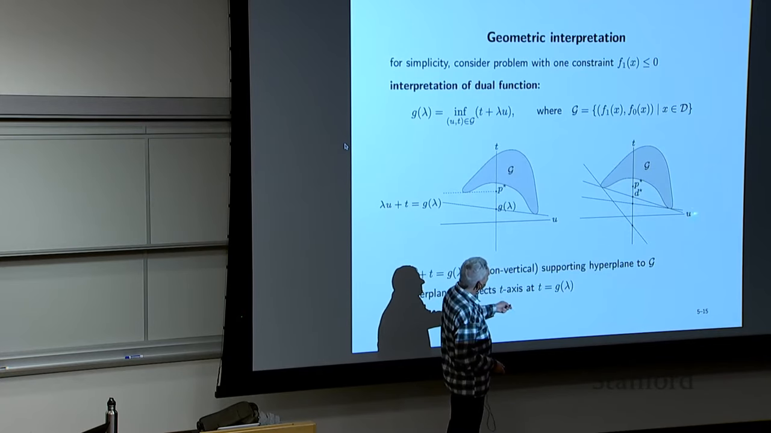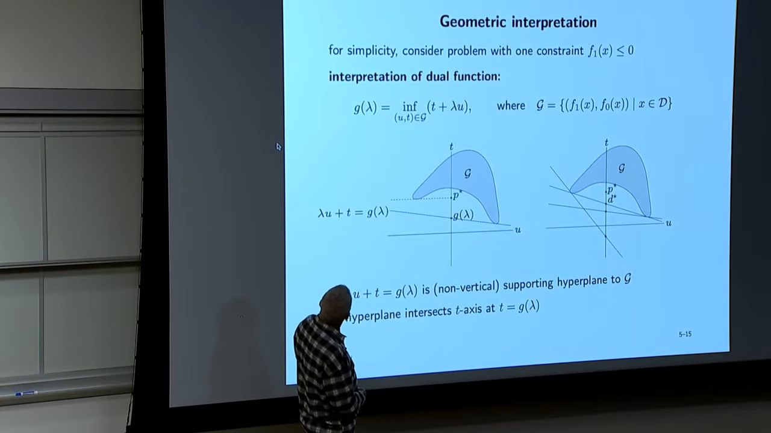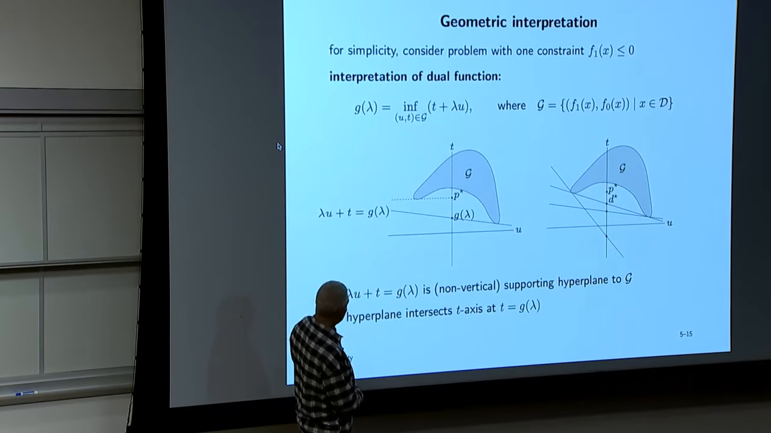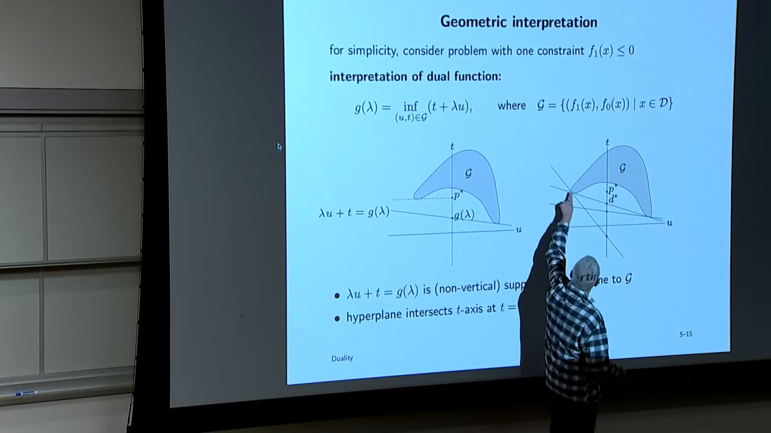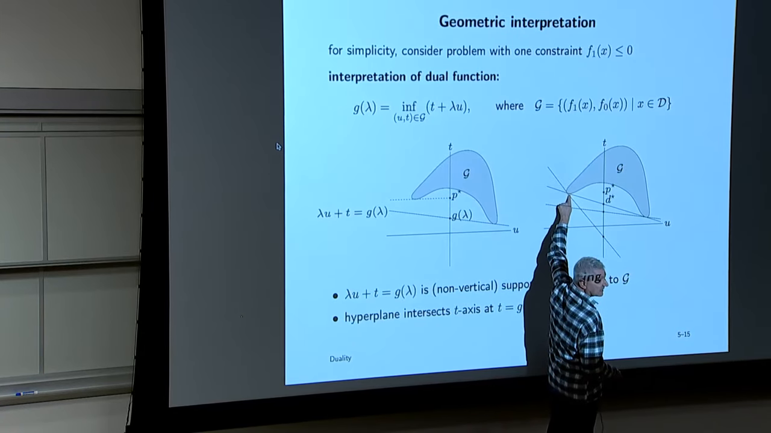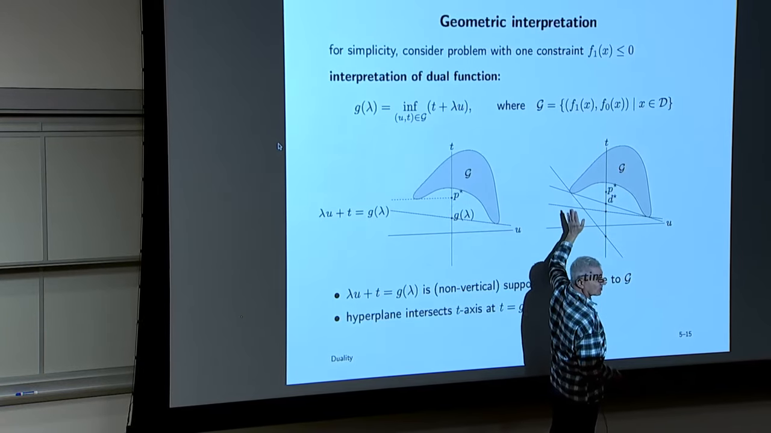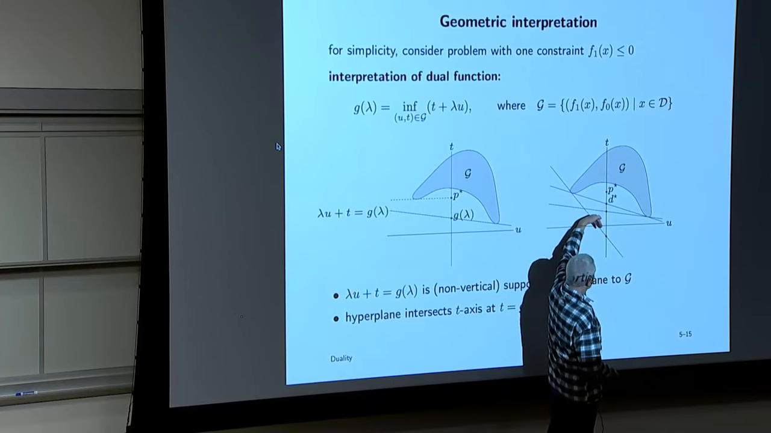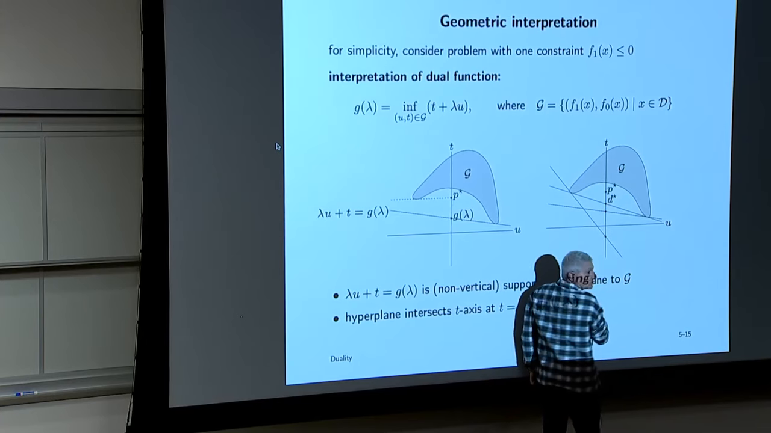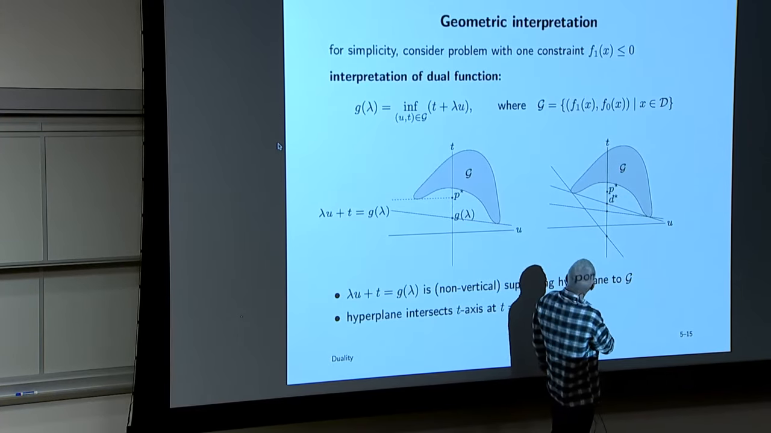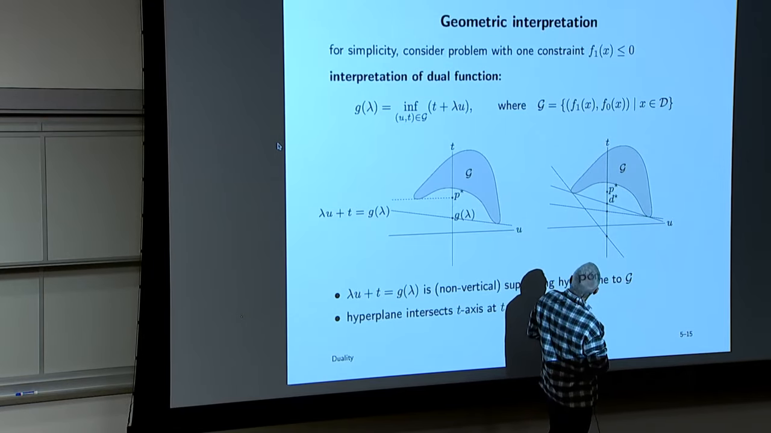So I can plot the level curves of the Lagrangian, and they look like this. I think the slope is maybe minus lambda, or minus one over lambda. This is a level curve of the Lagrangian for one value of lambda. When someone fixes lambda, which is the slope, your goal is to go as far as possible this way until you're still touching g. Everybody got that? And you can see I've plotted it for different values of lambda.